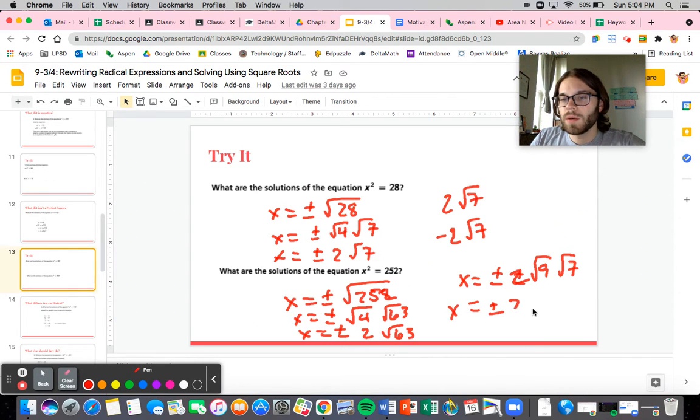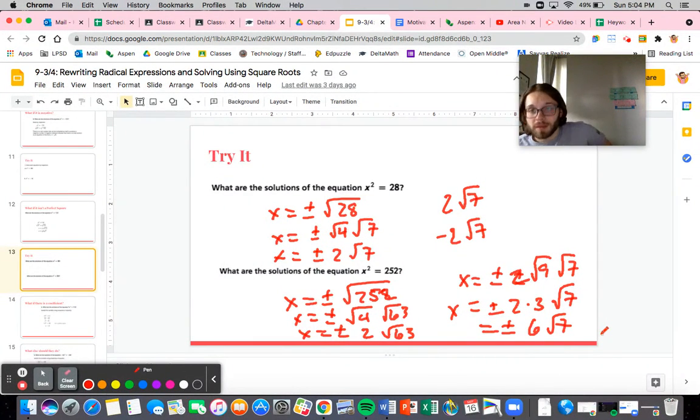Plus or minus 2 times 3 root 7, which is plus or minus 6 root 7. That indicates to me, by the way, that at the beginning, when I did 252, I could have divided that by 36 and would have just gotten 7. So if you saw 36 right away, you could have done that and been on your way. If you didn't see it, that's okay.